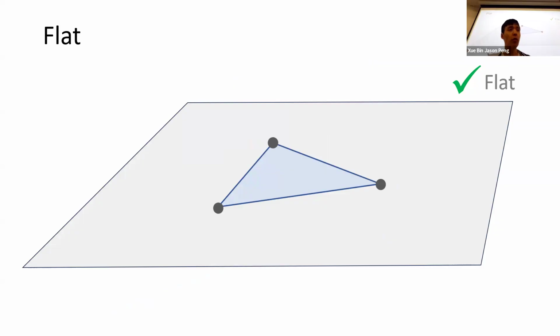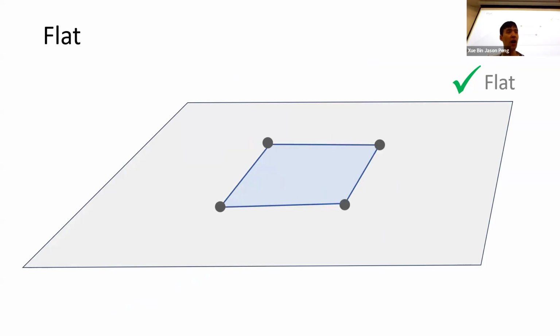And it turns out triangles are the only polygons that are guaranteed to be flat. For example, let's say we take a quadrilateral. I can orient the vertices in a way that's fully contained within the plane. And in this case, this particular quadrilateral is flat.